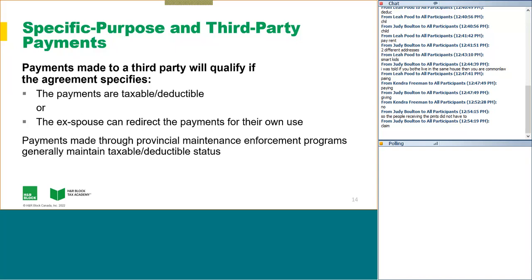Okay? And the exception, again, to this is payments made through provincial maintenance enforcement programs will still be reportable and still taxable and deductible if they are taxable and deductible, because the only reason they're going through that program is to help with the collection. But how the money gets spent is at the discretion of the ex-spouse. So the ex-spouse has to have the discretion, or the parent of the child receiving child support has to have discretion for where the money is going.